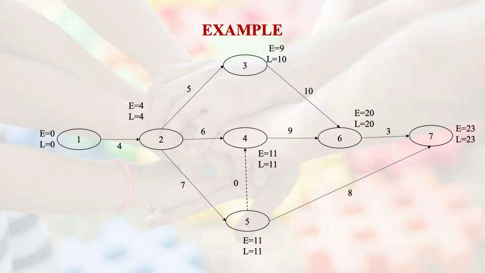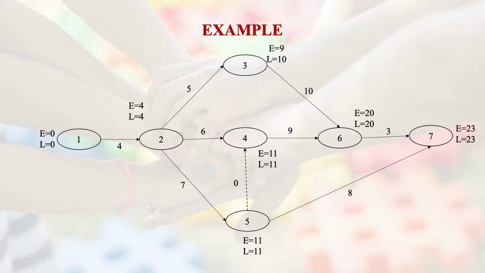We cannot determine E for event 4 for the timing, but from event 2 to event 5, what you see, 4 plus 7, so 11. That is the earliest occurrence time of event 5, which happens to be 11. And because of event 5, event 4, the activity time is 0. So the earliest occurring time of event 4 is also 11 if I am using the path 2, 5, 4 instead of 2, 4 directly.